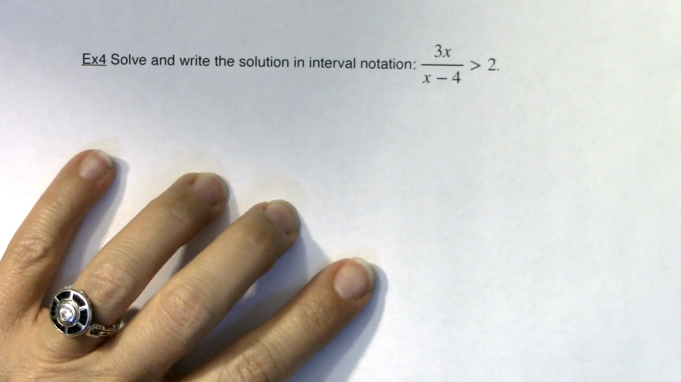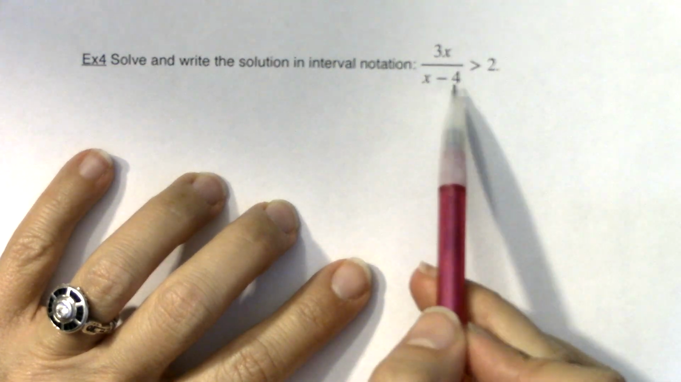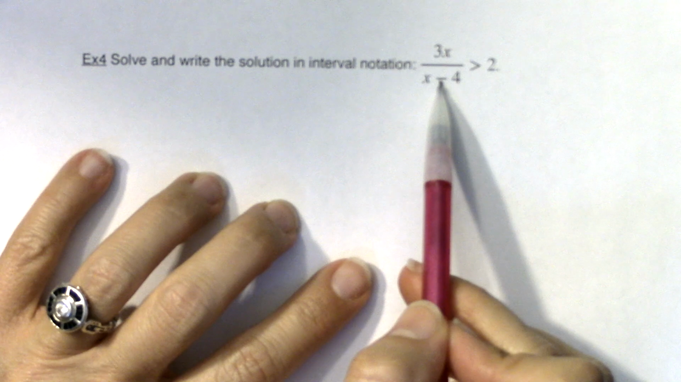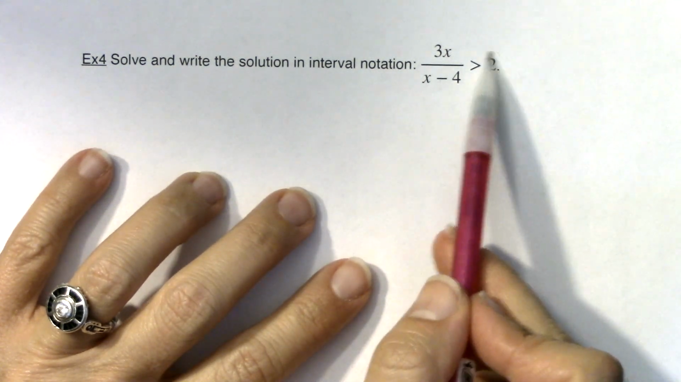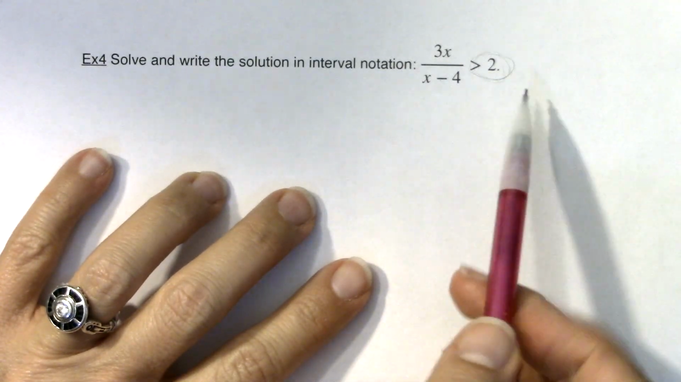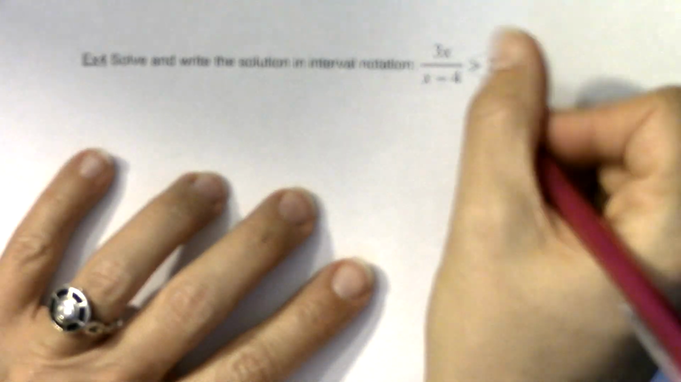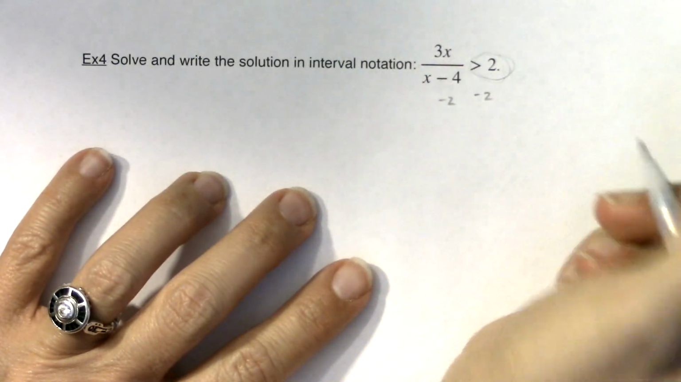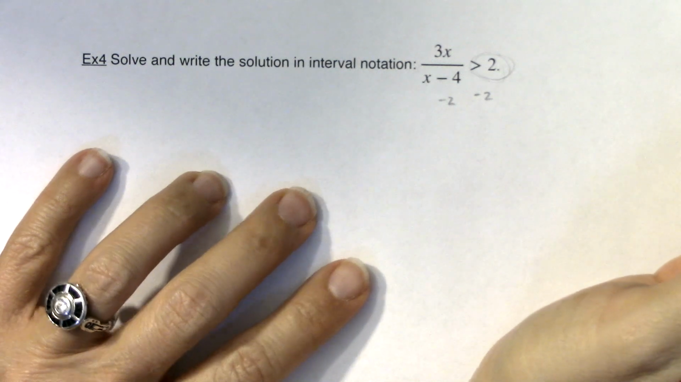Folks, welcome to example 4. So I've got another rational inequality. I've got a fraction. I'll worry about the domain in a moment, but the thing I've got to address first is that there's this greater than 2 situation happening over here. So I'm going to subtract 2 from both sides, and then I'm going to need to simplify my fraction.